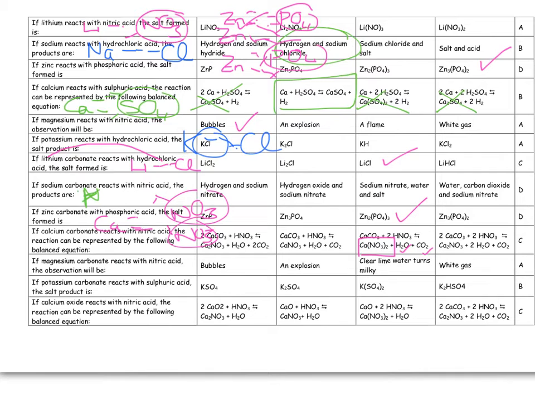If magnesium carbonate reacts with nitric acid, we're going to get magnesium nitrate, and we will see carbon dioxide and water. Carbon dioxide is a bubble. Again, unless I bubble it through clear lime water, the clear lime water doesn't turn milky. The observation from the reaction is simply bubbles.